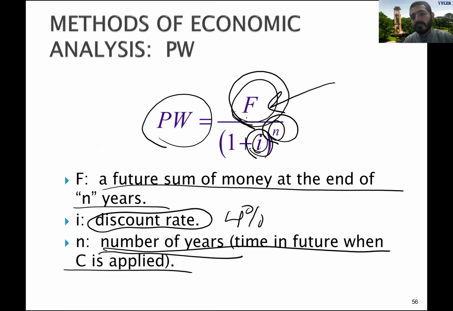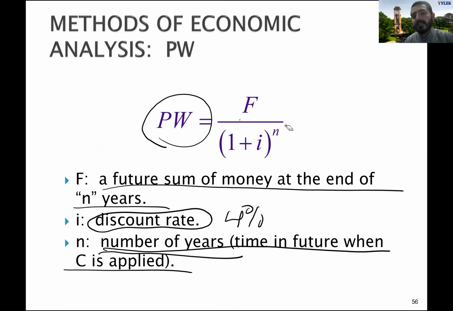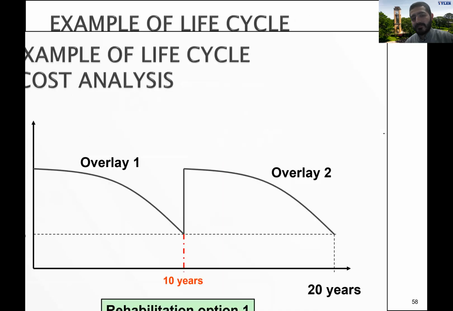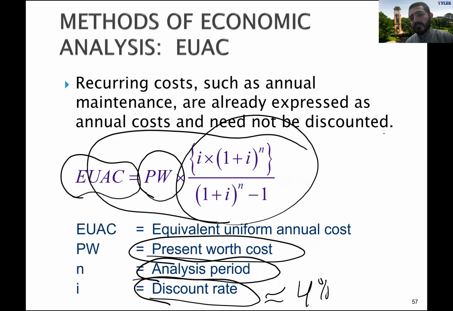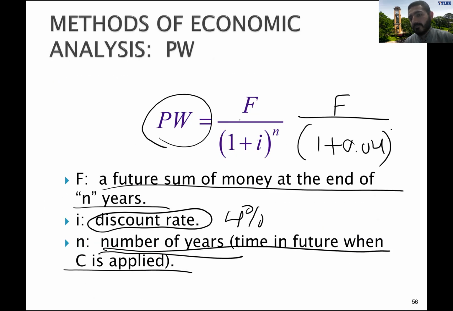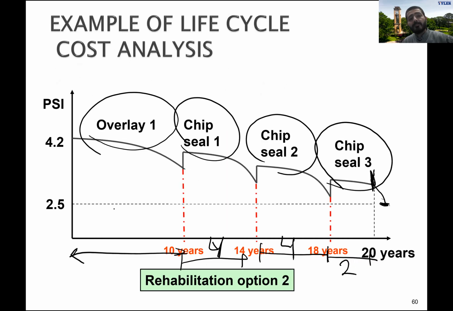Once you have that, you go back to this equation. You take the future cost and divide it by 1 plus i, the discount rate, which is 4% in decimals here, to the power n. What's the n in this case? It's going to be 20 years. And that's how you get the present worth for method 1. Same thing for method 2.